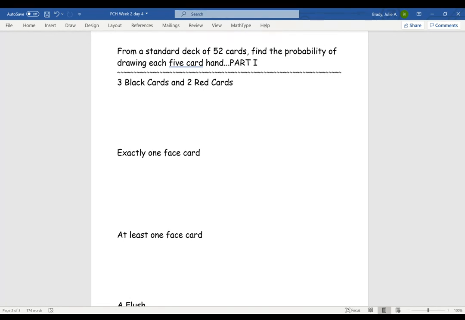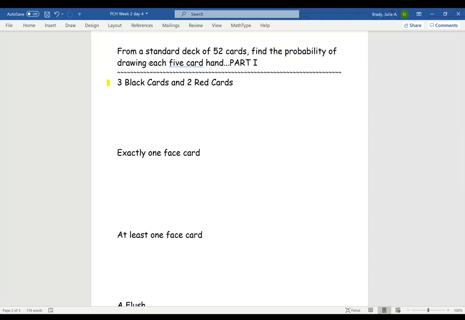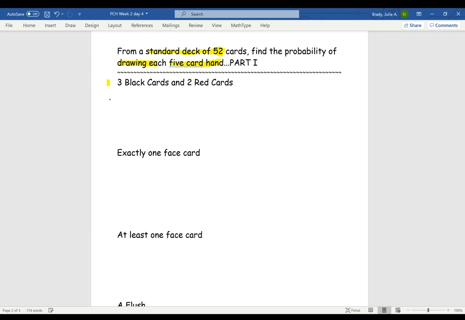Okay, so you're going to do lots of problems where they're sort of asking about the same thing. You've got a standard deck of 52 cards, and you're going to draw a 5-card hand. And drawing means you're just going to pull the cards out, so you're doing that without replacement. Okay, so let's think about some different ways to calculate these hands.